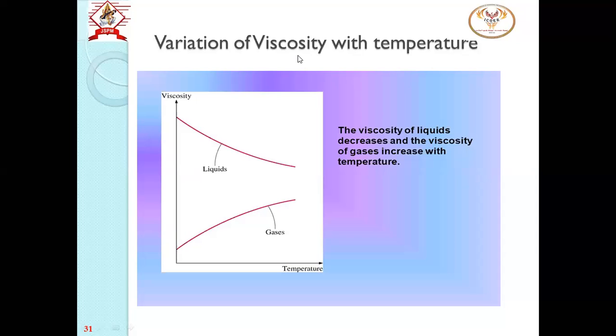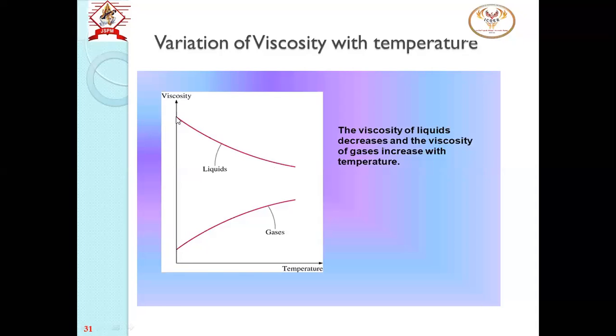Now, what is this viscosity variation with temperature? The x-axis denotes the temperature, as the temperature increases, and on the y-axis it is the viscosity. It may be dynamic or kinematic. In the case of liquids, we say it is a falling curve. What does that graph denote? In the case of liquids, the viscosity decreases as you increase the temperature.